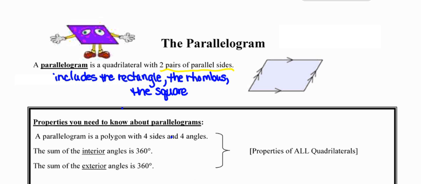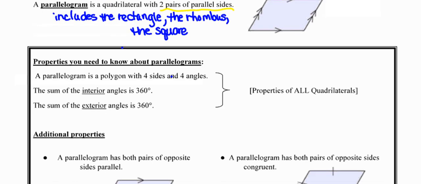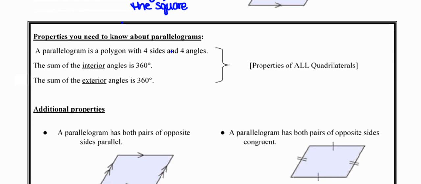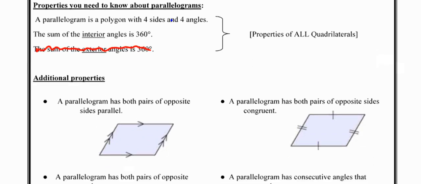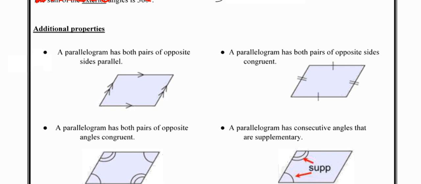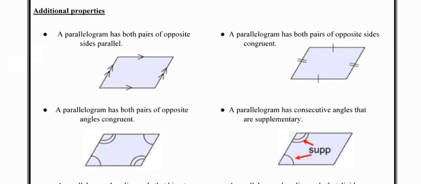Some things that you need to be aware of that all parallelograms have in common is that they all have four sides and four angles. The sum of their interior angles is always 360 degrees. And you don't need to know that the sum of the exterior angles is always 360. So those are properties of all quadrilaterals, but some additional properties that parallelograms have going for them is that they have both pairs of opposite sides parallel. We talked about that a little bit already.